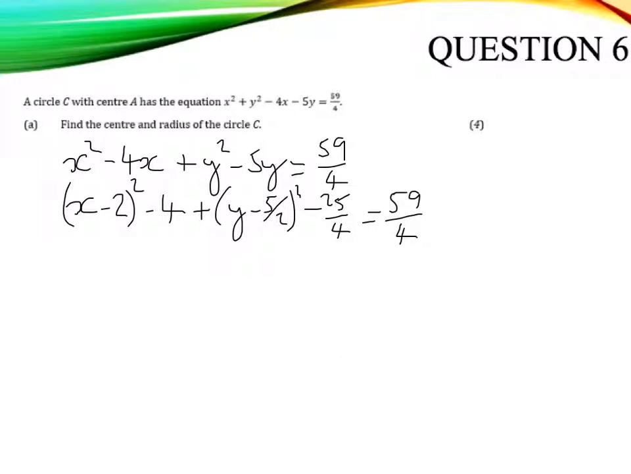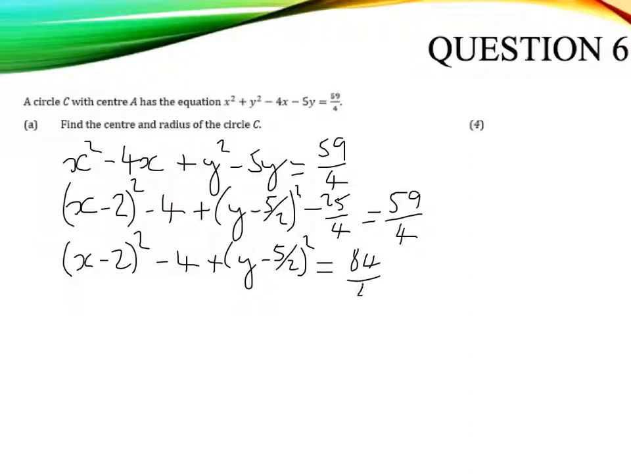Okay, what should we do next? Why don't we add our 25 over 4 here to our 59 over 4 here. So if we add these two things up, we get 84 over 4. So let's just write this bit down next. So x minus 2 squared minus 4 plus y minus 5 over 2 squared equals, and we said it was 84 over 4. And now we just need to add 4 to both sides.